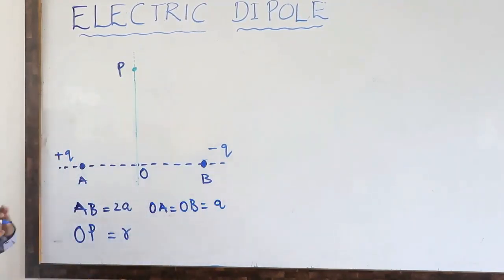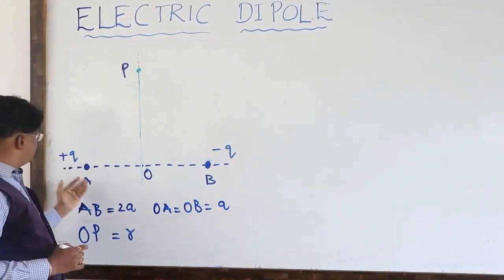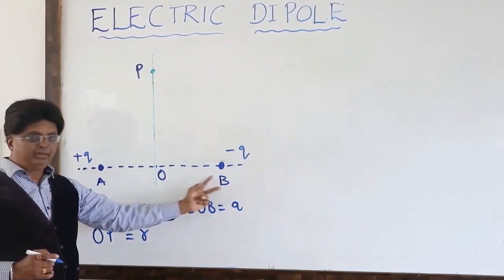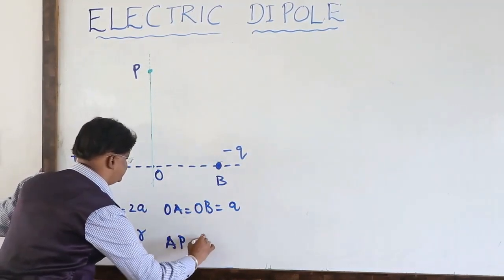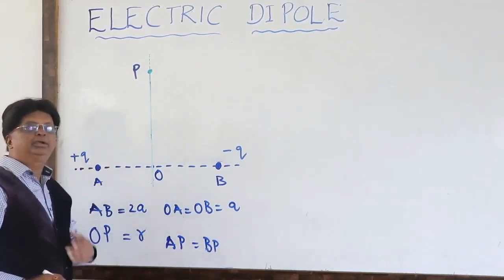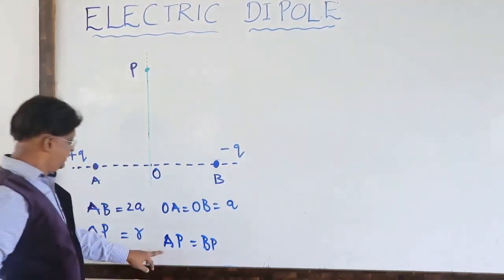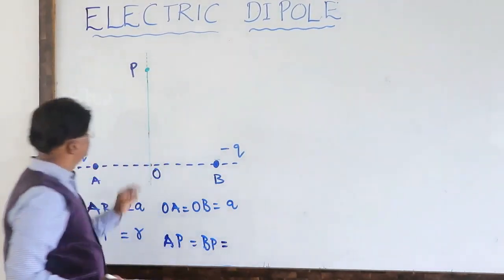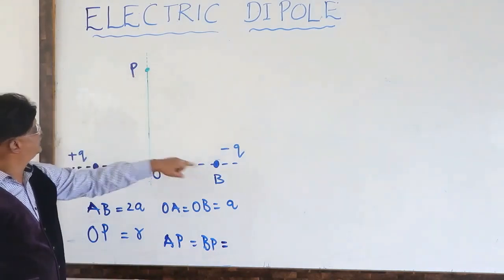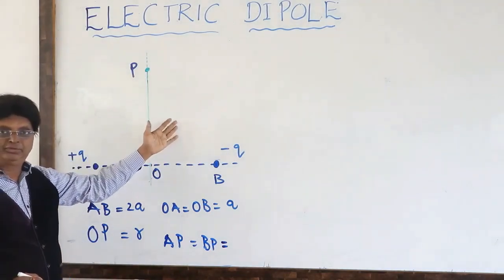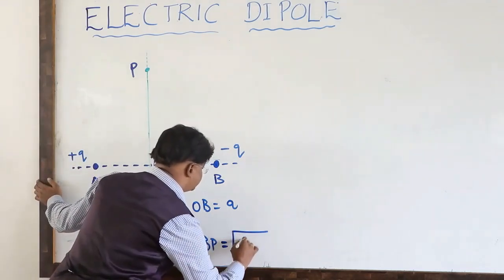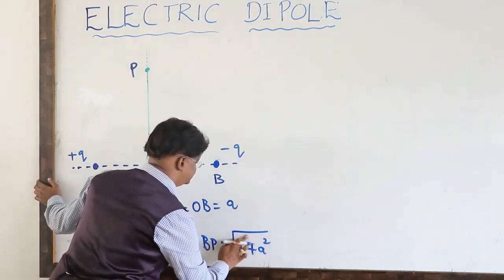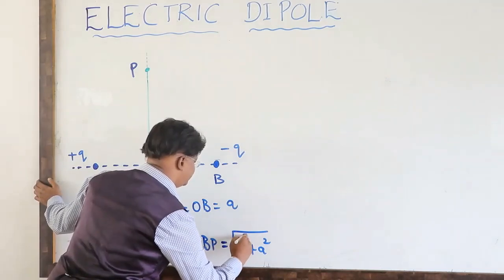And one more geometry. Now I will join the charges and the point P. Here you will find plus Q at the position A and minus Q at the position B. The symmetry will tell you that AP is equal to BP, because any equatorial point is equidistant from both the charges. You will get a right angle triangle, and the hypotenuse is nothing but the root of r square plus a square. So this is the geometry, and we still need some more geometry.